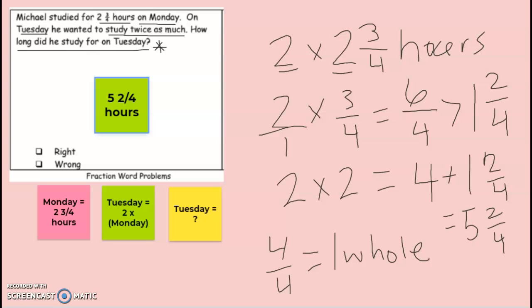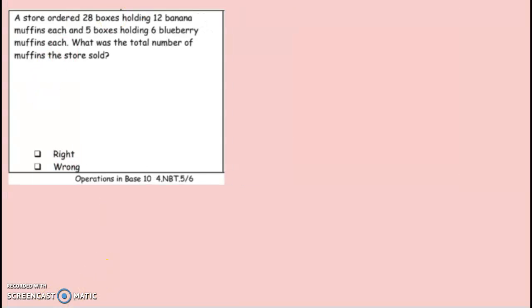You can pause this video as well. Alright, our second question, let's read it. A store ordered 28 boxes holding 12 banana muffins each, and 5 boxes holding 6 blueberry muffins each. What was the total number of muffins the store sold?